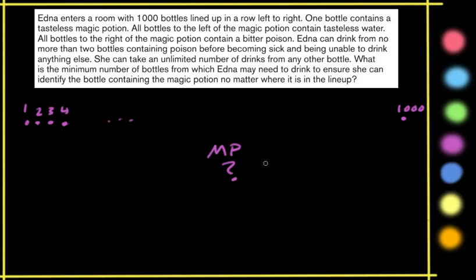And it's tasteless. All bottles to the right of the magic potion. Okay, so let's just put the magic potion somewhere. Let's say this is our magic potion bottle at number, I don't know, X. This is our magic potion bottle here. Maybe we'll put a little stopper on it. Whoops.